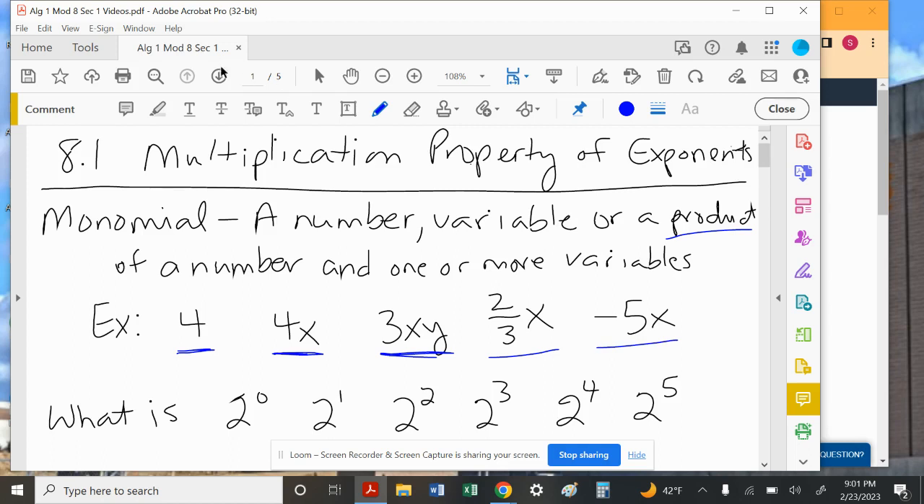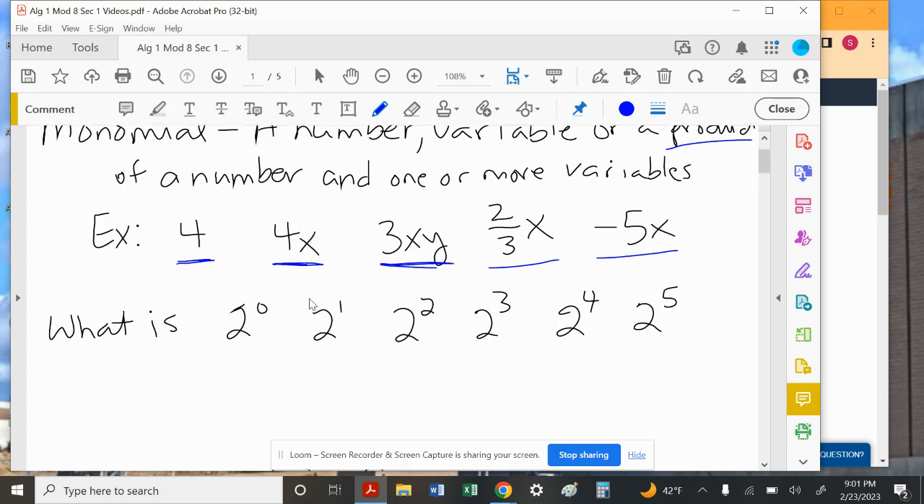So first thing I also want to go through is kind of a little bit of a review. If you recall, 2 to the 0 or anything to the 0 power is always equal to 1. So if we have x to the 0 power, that is 1. If we have 1 million to the 0 power, that is also equal to 1. Okay, 2 to the 1 is equal to itself. So 2 to the 1 is just equal to 2.